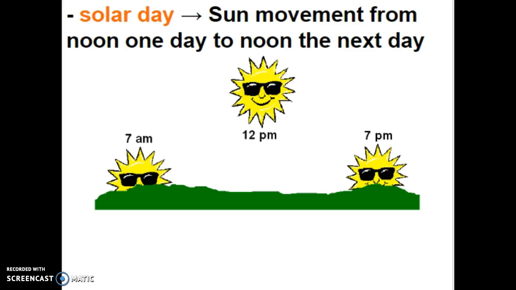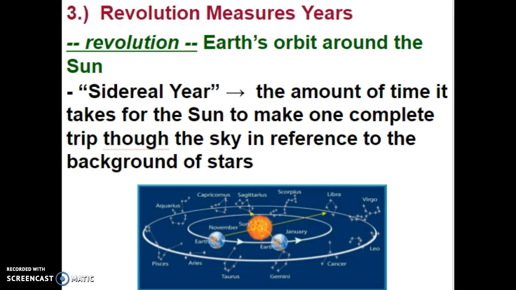But we measure a solar day from noon to noon. The time it takes for the Earth to orbit around the sun in its elliptical pattern is a revolution.